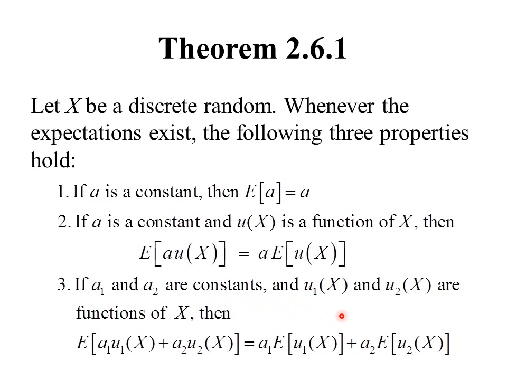And then third is somewhat similar to 2. If a1 and a2 are constants and u1 and u2 are functions, then the expected value of a1 times u1 plus a2 times u2 is equal to this. So we can break this up as the sum of the expected values. We can pull those constants out front, and we're all done. And that's very similar to the linearity property of integrals that we saw back in Calc 1.